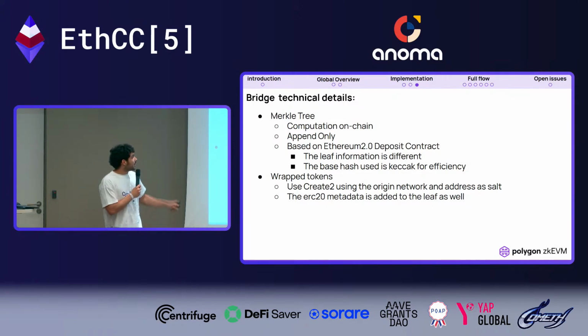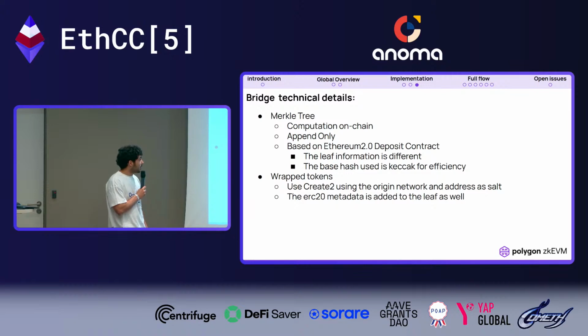Okay. So the bridge is done basically, as we saw before, it has to compute a Merkle tree. It's a Merkle tree that is append only, and this logic is already done by the Ethereum 2.0 deposit contract. So basically, we base our implementation on that because it works. It has a formal verification, and it's pretty efficient. So basically, it's the same Ethereum 2.0 deposit contract, but we change a few things, like the leaf is different, and the hash in the deposit contract is SHA, and we use Keccak because it's cheaper in Ethereum. And it's compatible with our EVM, so we use that.